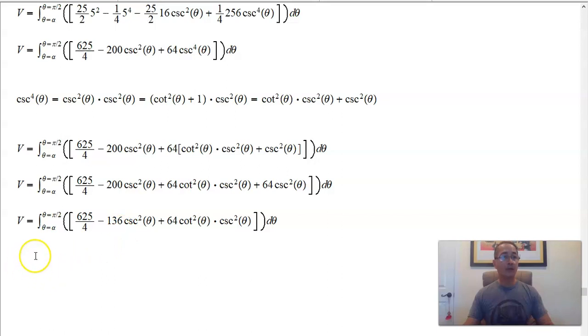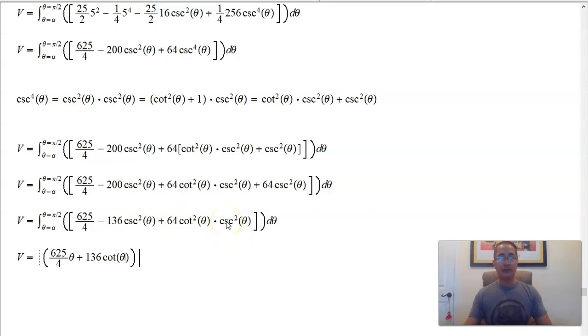So we are now ready to do the antiderivative. Let me put my eval there. We will have 625 over 4 theta. And then that's going to turn into plus 136 cotangent theta. And then the last term, now you have to do a little substitution. So u is cotangent. Derivative of cotangent is negative cosecant squared. So you have u squared negative du.